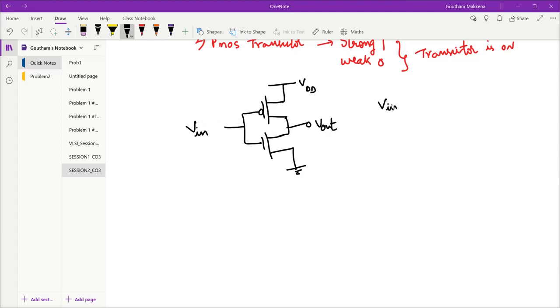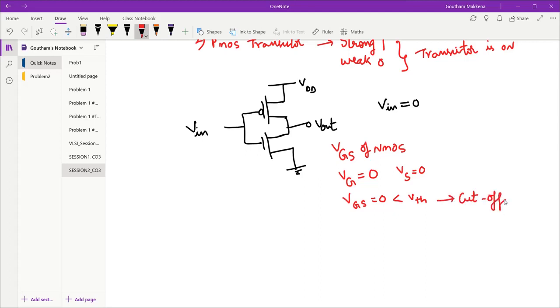So what happens when Vin is equal to 0? When Vin is equal to 0, what happens to VGS of the NMOS? In this case Vin is VG, so VG is equal to 0. Vs is also equal to 0 because the source is connected to ground. So VGS is equal to 0. Of course 0 is less than VTH, so the NMOS is actually cut off.